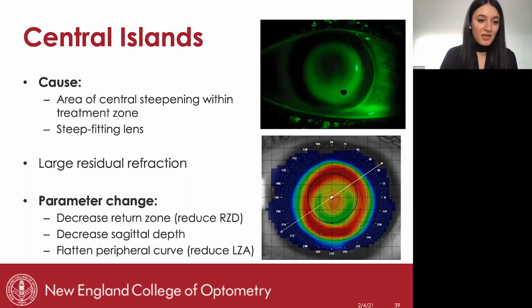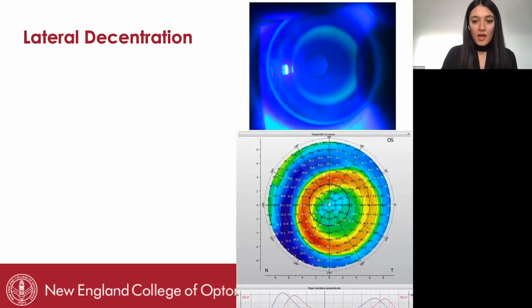It is essentially a steep lens, so what you want to do is decrease that return zone or reduce the RZD. Sometimes flattening the peripheral zone can also help as well. And you'll notice that these patients have a large residual refraction. So during their first week, like I said, when I see these, I just wait it out until the second week, and that's really when I start to make these changes.